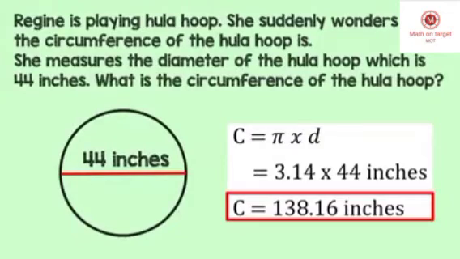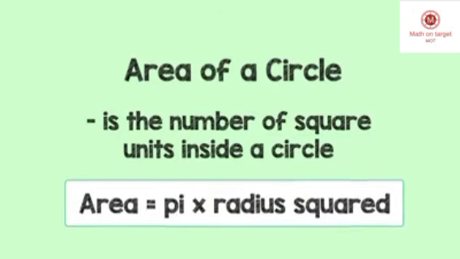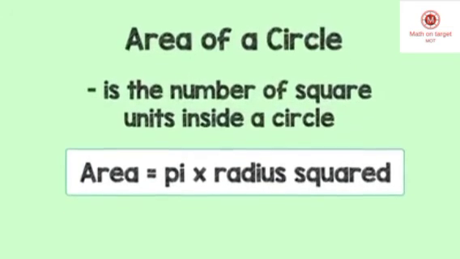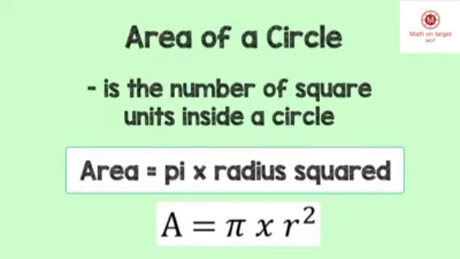Now you already know how to compute the circumference of the circle. Let us now solve the area of the circle. Okay, the area of a circle is the number of square units inside a circle. Based on the definition, we can now conclude that the formula in finding the area of the circle is just pi times radius squared. Again, let's use abbreviations in writing the formula. Let's use A for the area and r for the radius. So the equation will look like this: A = πr².